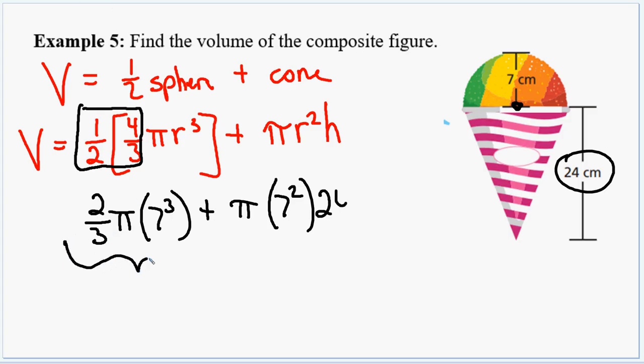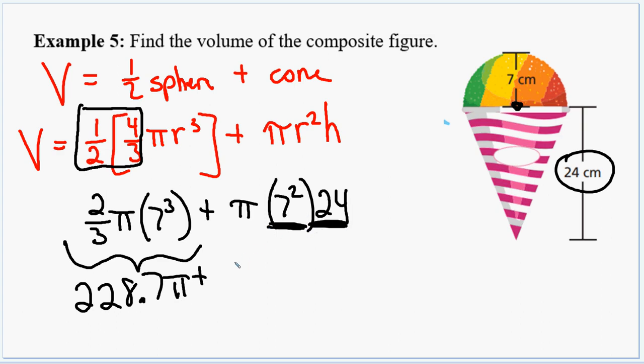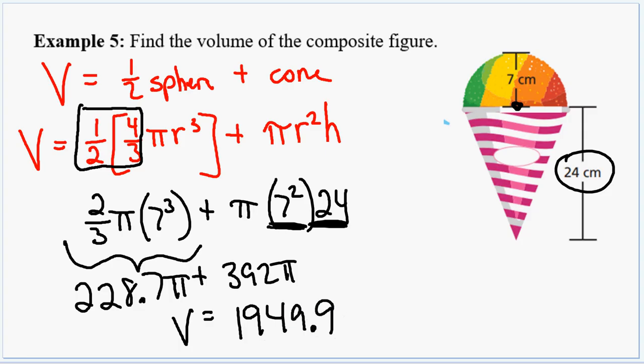No, this one would be 228.7 pi. And then the 7 squared is 49. 49 times 24, that's the 392 pi. Now, I would just add those together and then multiply by the pi key. We should get a volume of about 1,949.9. Our units are centimeters, and they're going to be cubed.